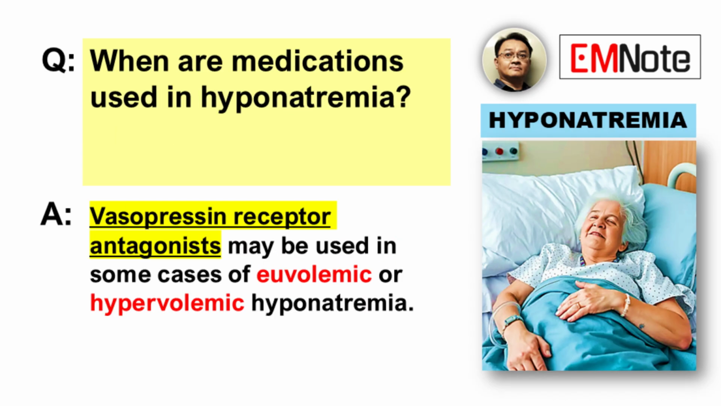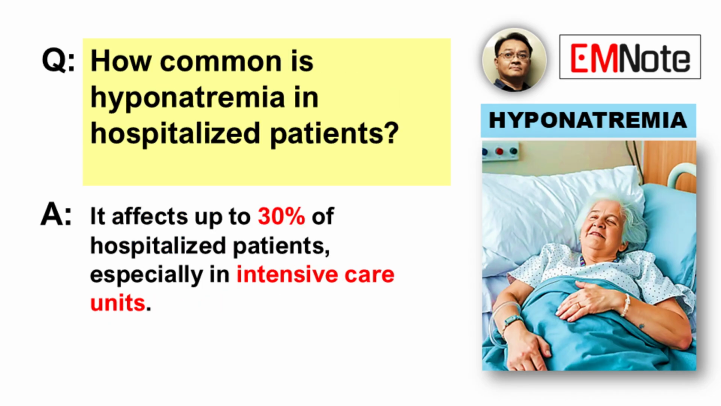Are there pharmacologic options for treatment? Yes, vasopressin receptor antagonists, VAPTs, may be useful in select patients with euvolemic or hypervolemic hyponatremia who don't respond to fluid restriction.